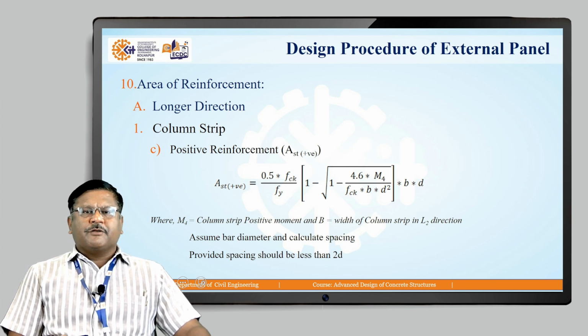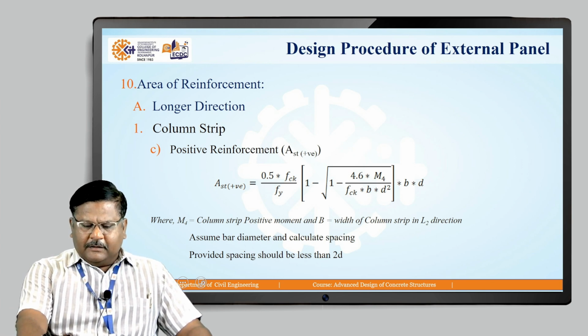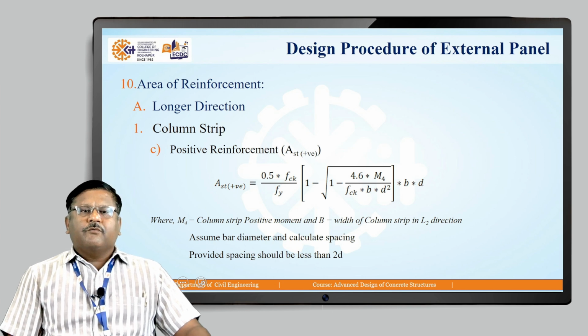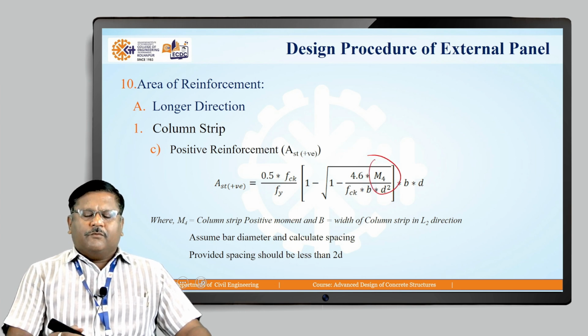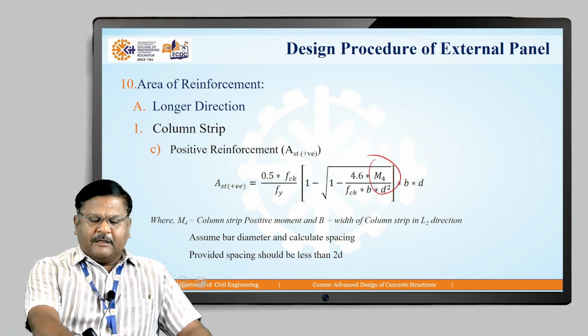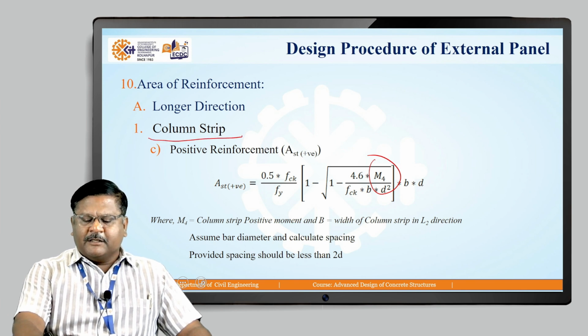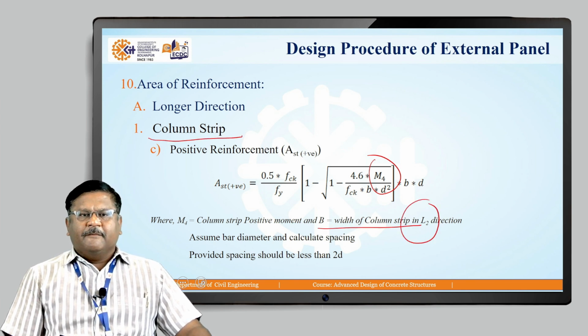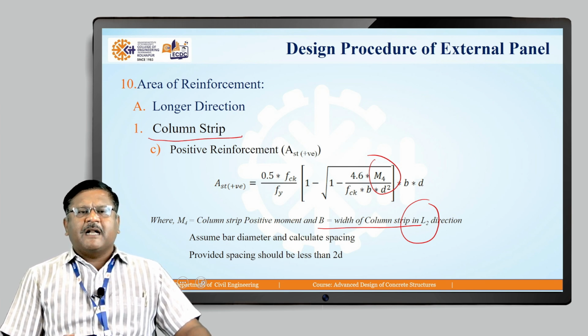Next, column strip positive steel. See, M4. You are going to calculate the steel in column strip, hence consider the width of column strip, but direction is L2 direction. Assume the bar diameter and calculate the spacing. Spacing should be less than 2D.